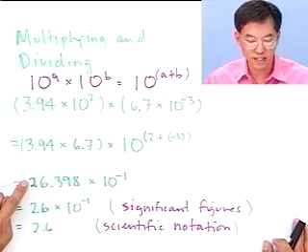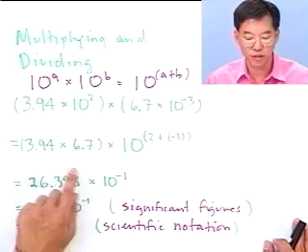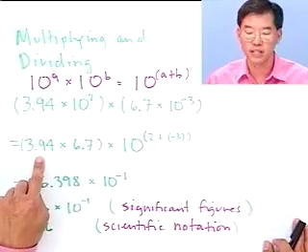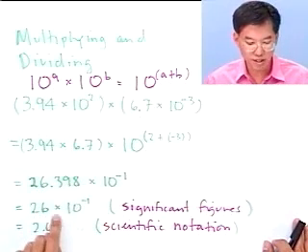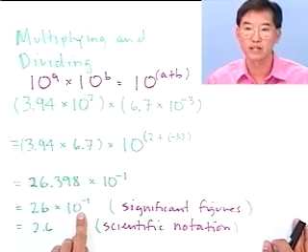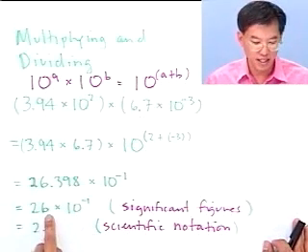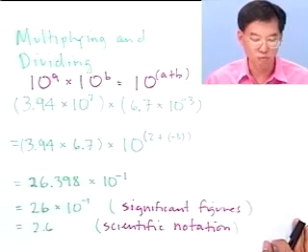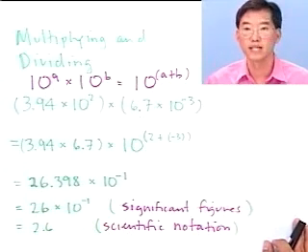Then you have to put this part into the correct number of significant figures, which in this case is going to be 2, because there are 3 significant figures in 3.94, but only 2 in 6.7. So to the correct number of significant figures, this product is 26 times 10 to the -1 power. And then correcting it to scientific notation, we move the decimal place 1 place to the right, and that cancels out the -1 here. So the answer is 2.6.